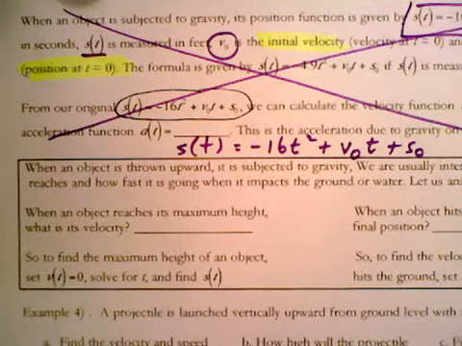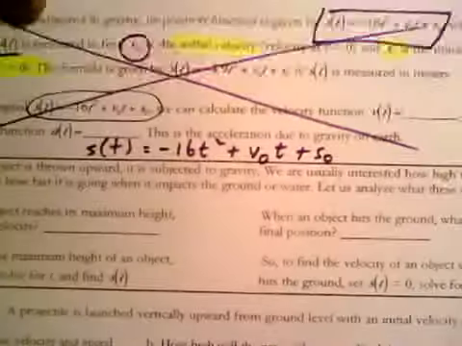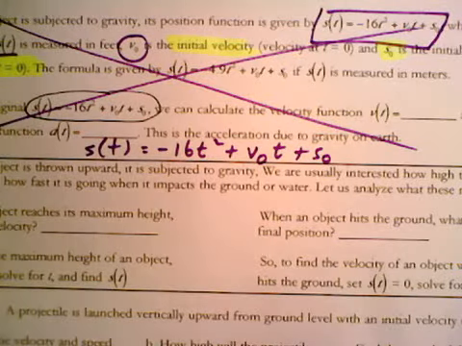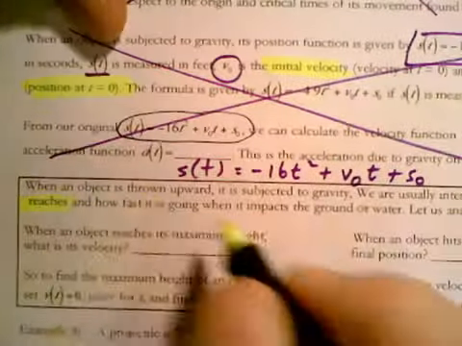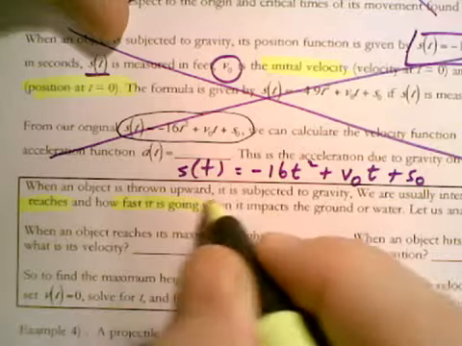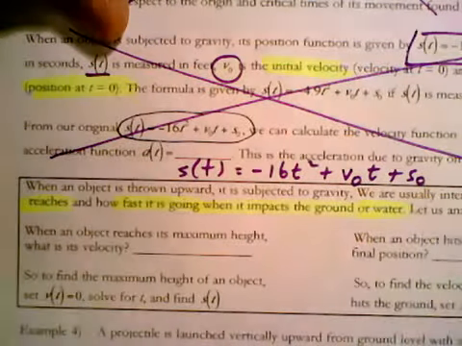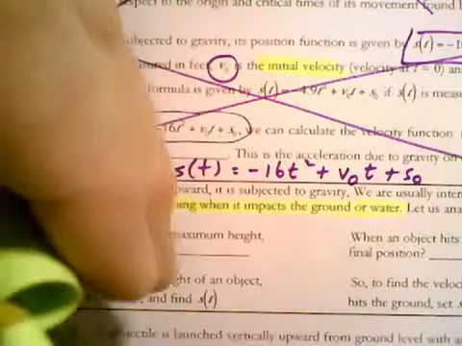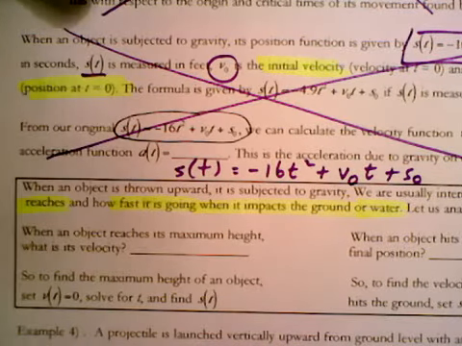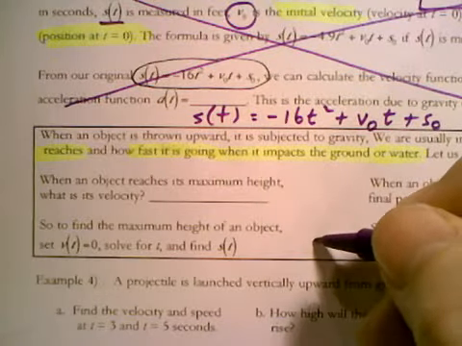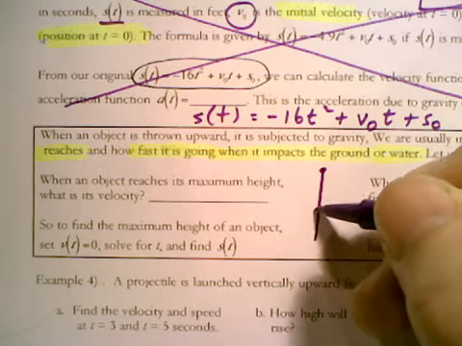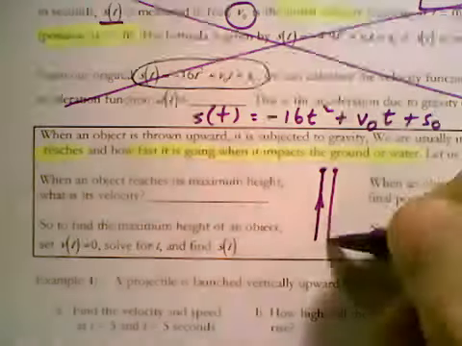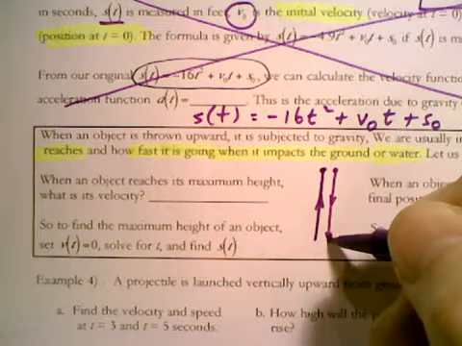An object is thrown upward, subject to gravity. We're usually interested in just a couple things: how high the particle reaches, and how fast it's going at a certain time, or in this case when it impacts the ground or the water. So those are a couple things that we want to figure out. If we want to know how high it goes, what's the velocity at its maximum height? If you think about it, there's this particle that gets thrown up into the air, it reaches the maximum height, and then it comes back down. So initially it goes up, and then it comes back down, and it hits the water or the ground.